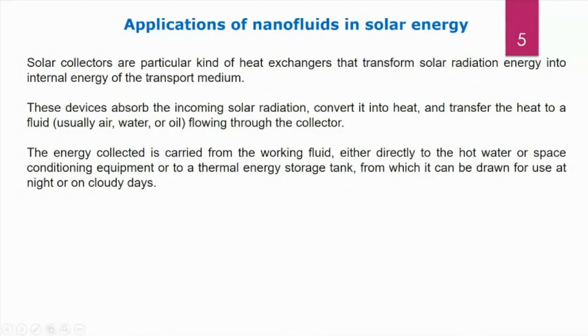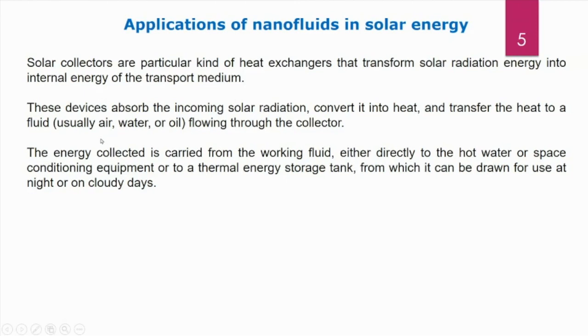A solar collector is a particular kind of heat exchanger that transfers solar radiation energy into the internal energy of the transport medium. This device absorbs the incoming solar radiation, converts it into useful heat, and transfers that heat to the fluids.